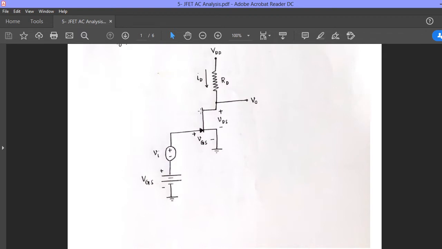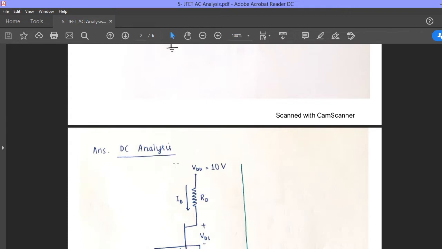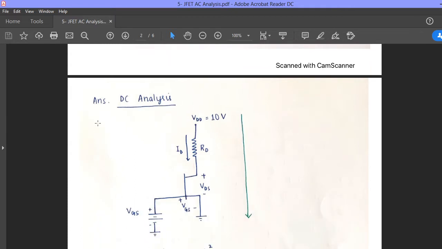First we need to draw the DC equivalent circuit. While drawing the DC analysis, we have to consider only VDD and VGS. VI is ignored because it is a small signal, so it should be ignored while performing DC analysis, and V0 is also ignored. So we will consider only VDD, ID, RD, VDS, VGS and capital VGS. This is the equivalent diagram of DC analysis, and we have ignored VI and V0 here.